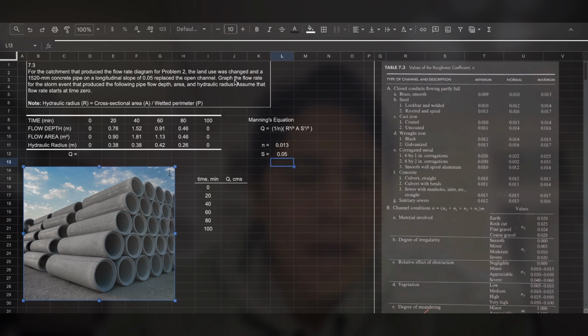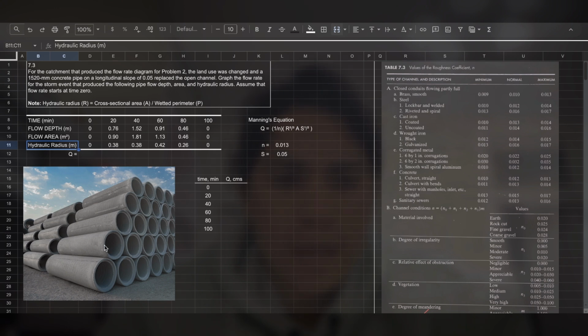Now we are asked to graph the flow rate for the storm event that produced the following pipe flow depth, area, and hydraulic radius. Assume flow rate starts at time 0. Now, for this problem, we are given the flow depth, flow area, and hydraulic radius. Hydraulic radius is the cross-sectional area divided by the wetted perimeter.